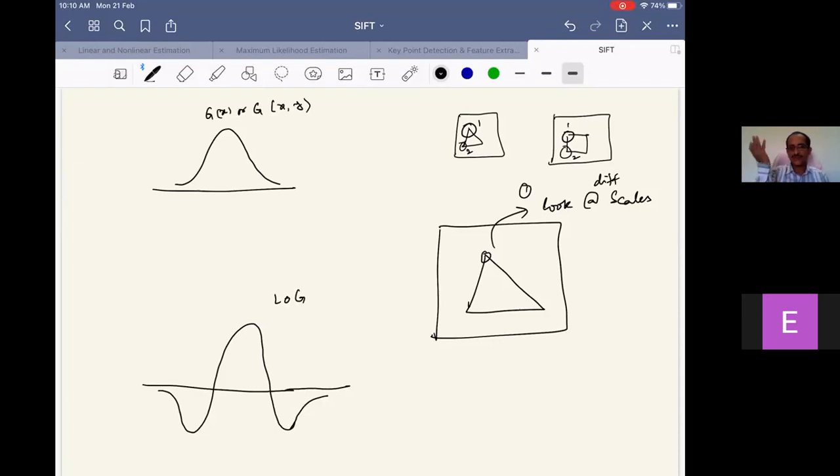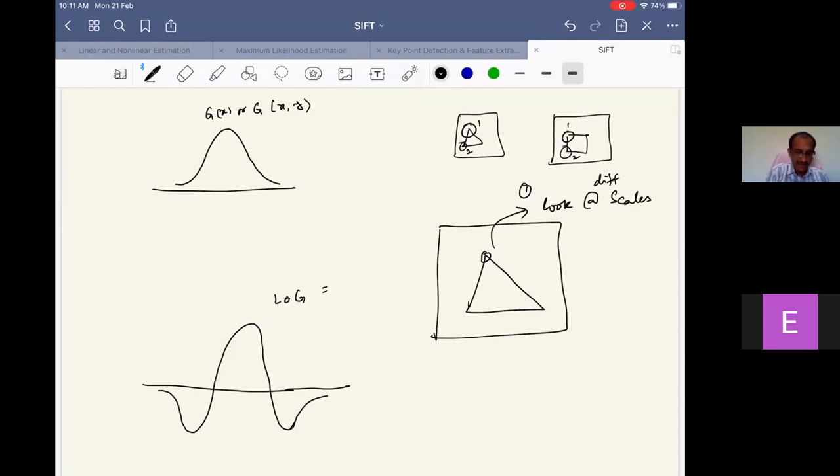Then consider G of X for all orientations. If you make one G of X like this and then you rotate it over 360 degrees, what you get is G of X comma Y, roughly. And in G of X comma Y, the variance in X direction and Y direction can be different. It need not be a regular bell. It can be a bulged bell, something like that.